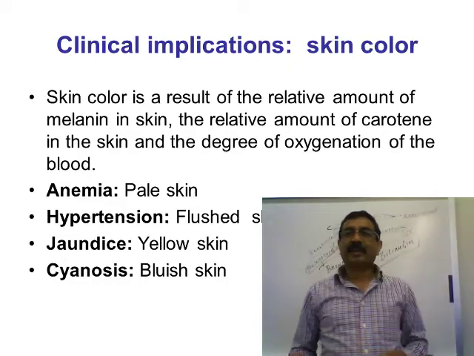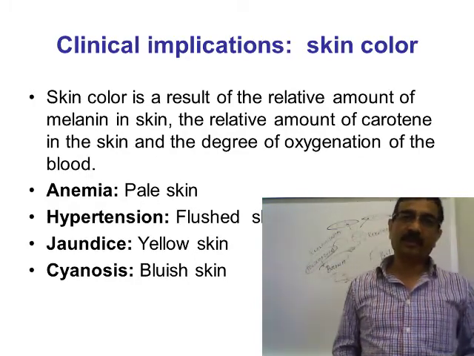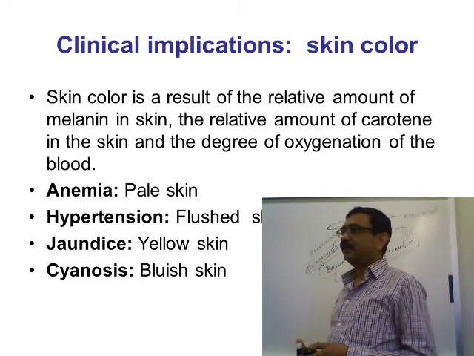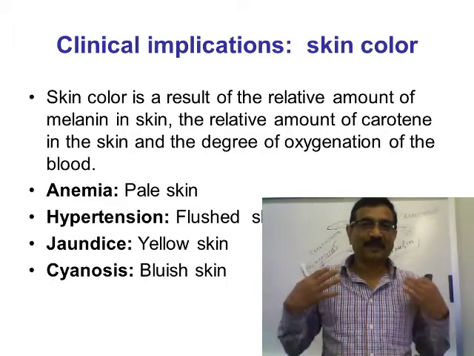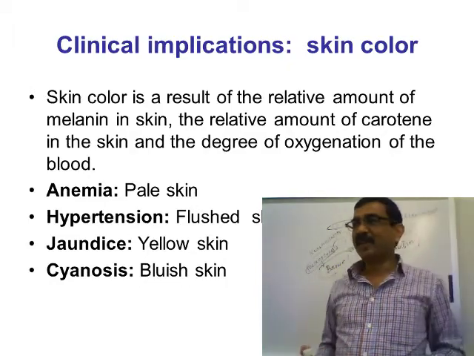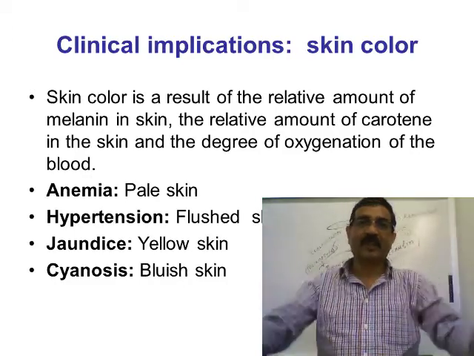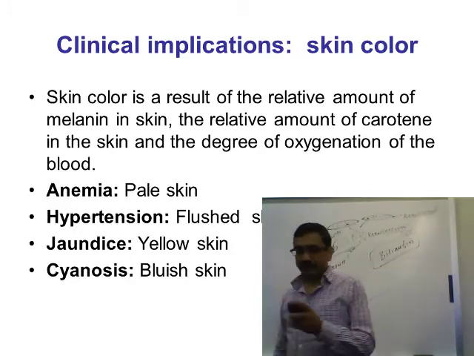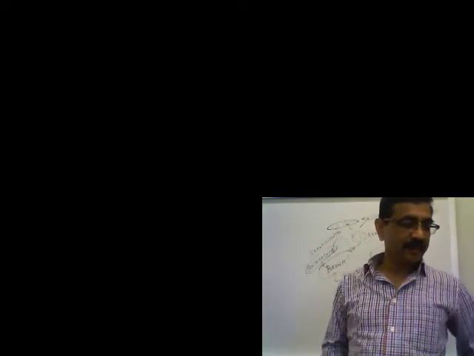Cyanosis. This one occurs due to increased carbon dioxide in the body. Bluish coloration of the skin. The skin color turns bluish. Sometimes you will see infants, very small babies, right? When one cries for a long time, the skin turns bluish because breathing stops and carbon dioxide concentration increases, oxygen is less. So that is cyanosis. Okay, so those are the clinical conditions we can diagnose by looking at the color of the skin.